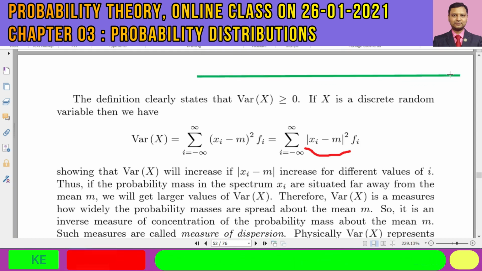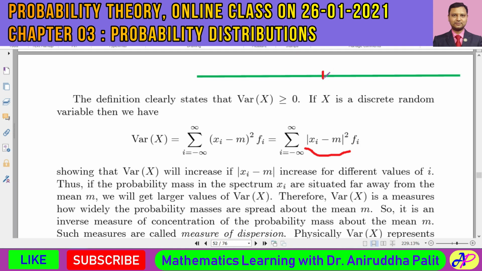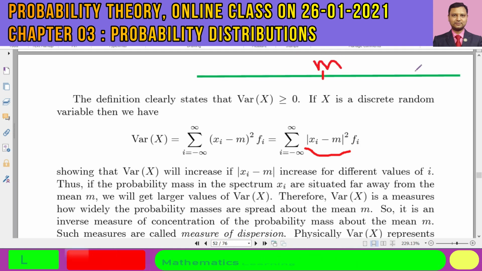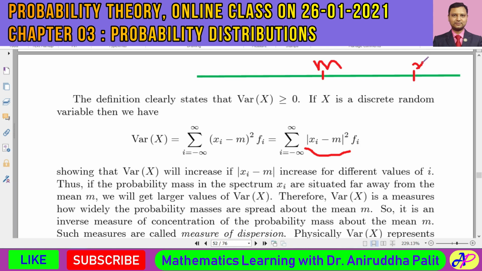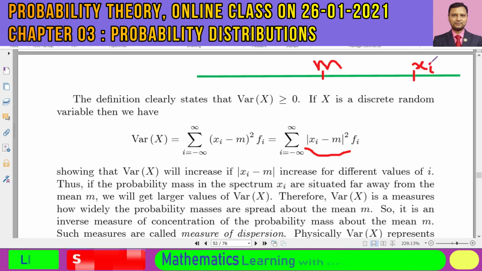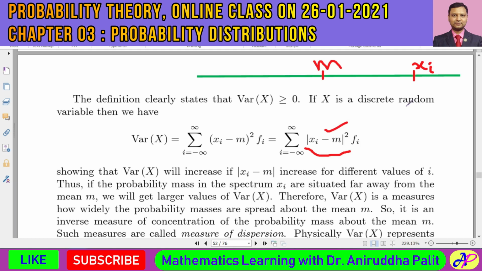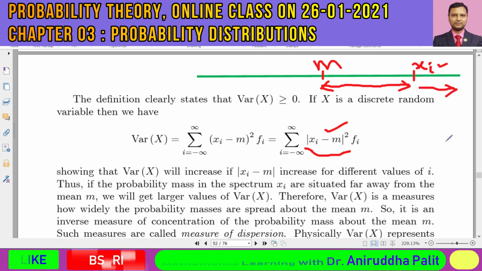I deleted this picture. The distance of the mean value m and xi. So we can say that this is actually the measure of how these xi are distributed. If xi are situated far away from this mean value, then the value of xi minus m whole square will get increased.